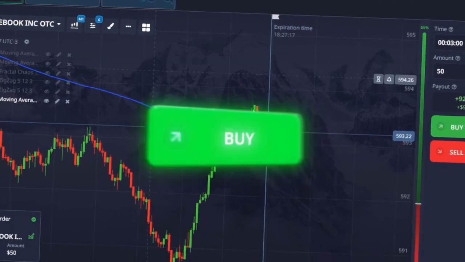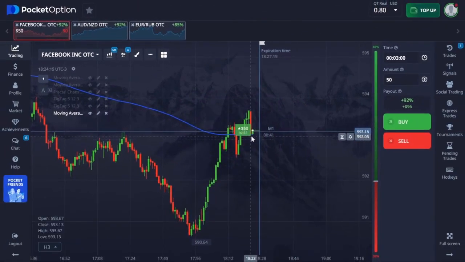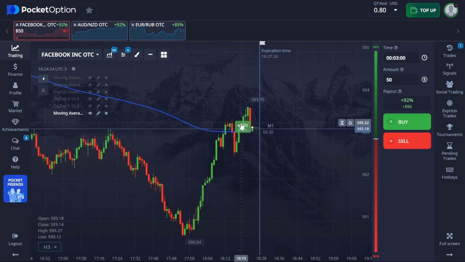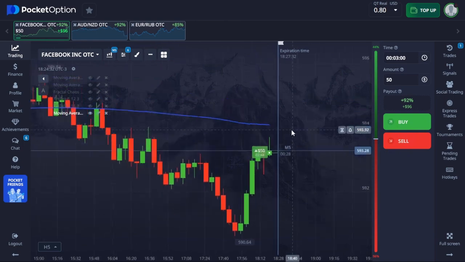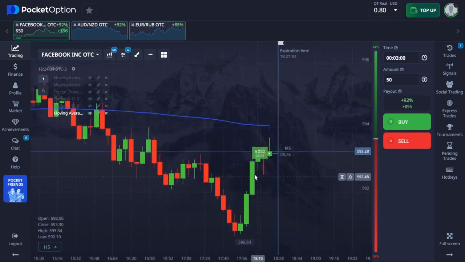Going along the pair right here, Facebook Inc. OTC, moving average strong upward. Because of that, I click on the buy button. In this movement, these points of impact are clear. I expected the price to return to the 20 moving average on the minute chart. It's interesting how often the price respects the limit near the average.